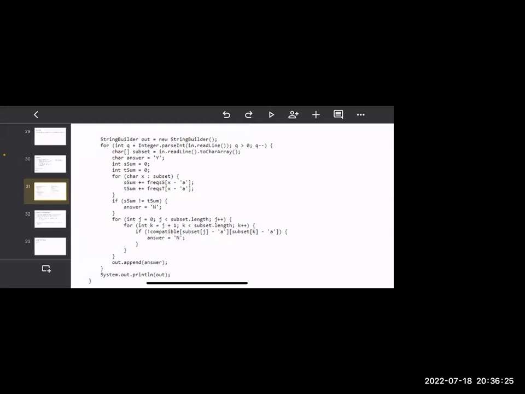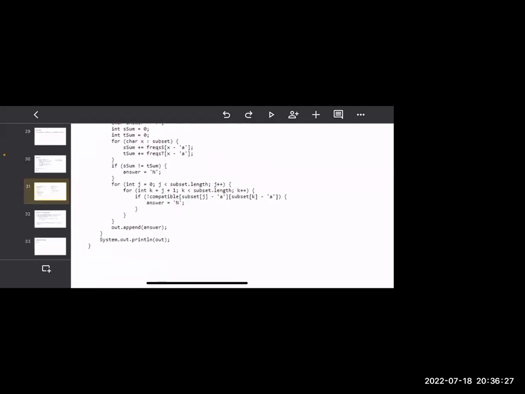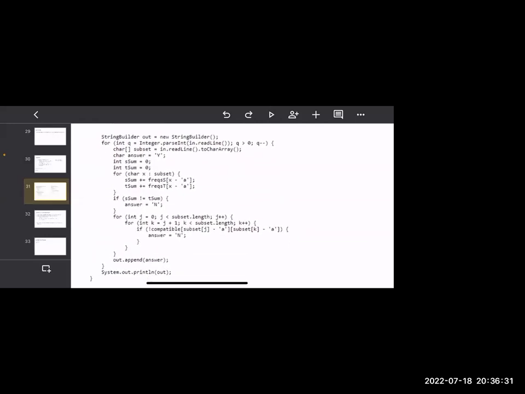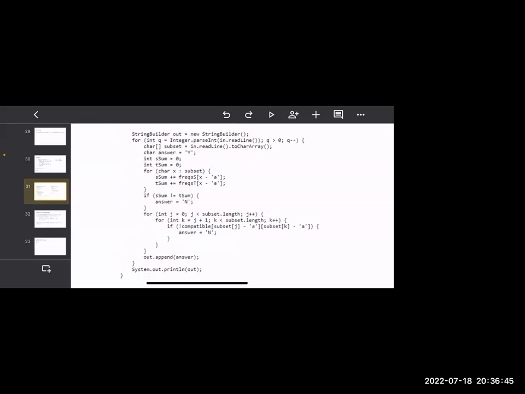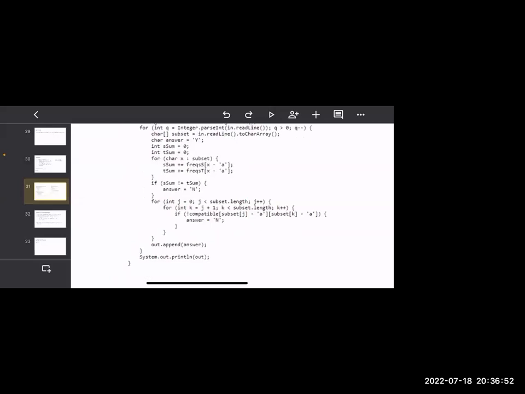Now the second part is where we just loop over all pairs of letters inside the query alphabet, and we just see if any of them are incompatible. If any of them are incompatible, we will return a no. Otherwise, we keep the answer as a yes, and then we finally append this query answer to our final answer, and submit that.